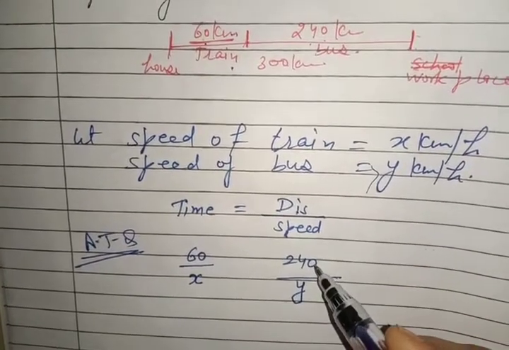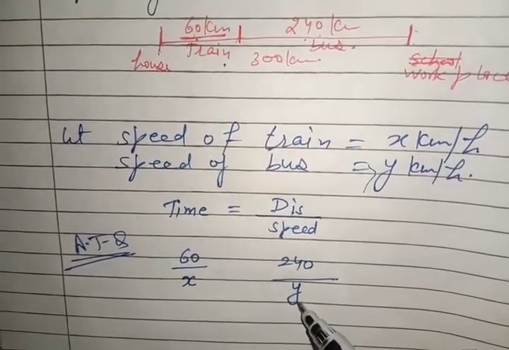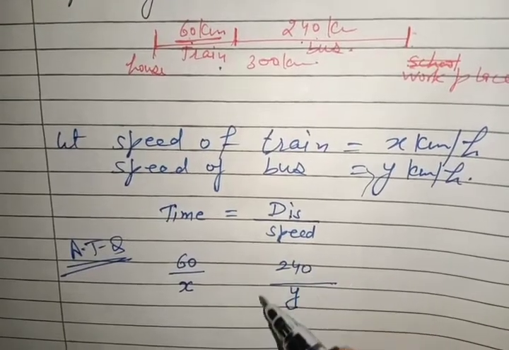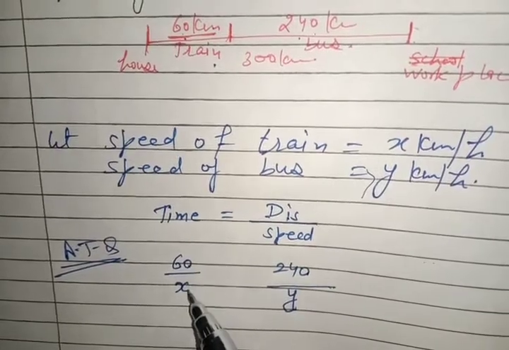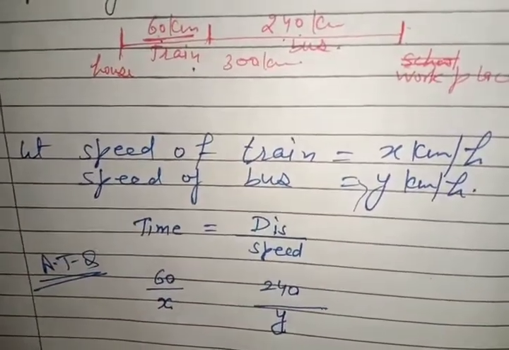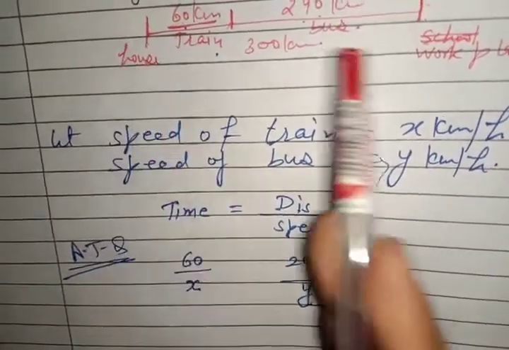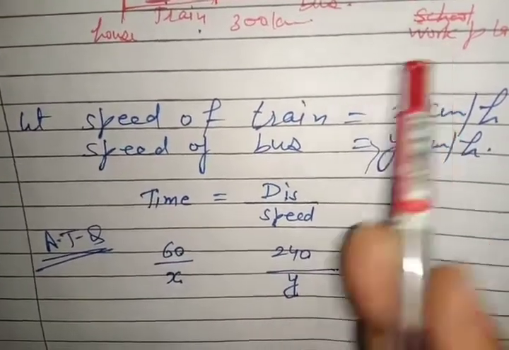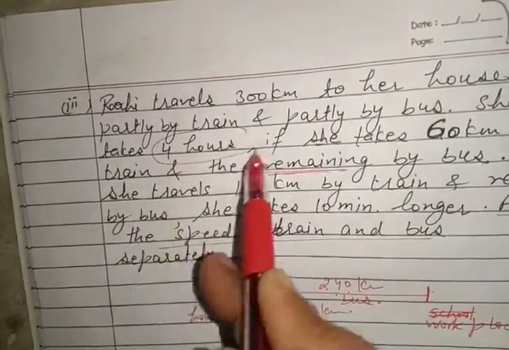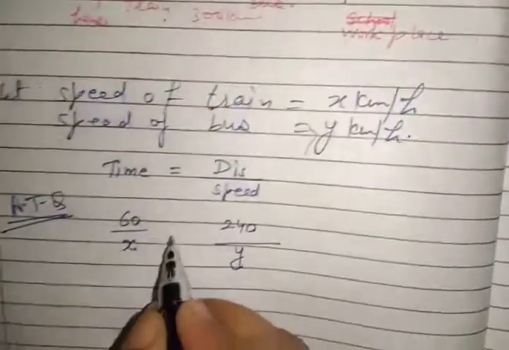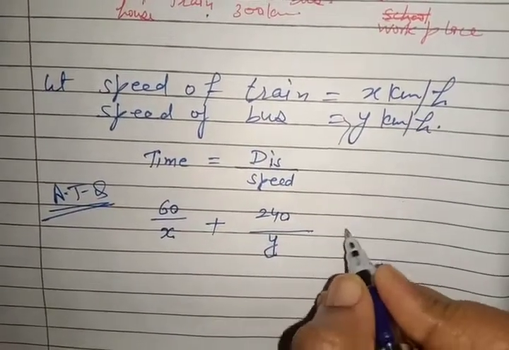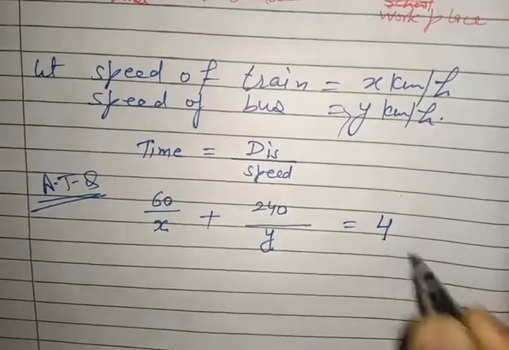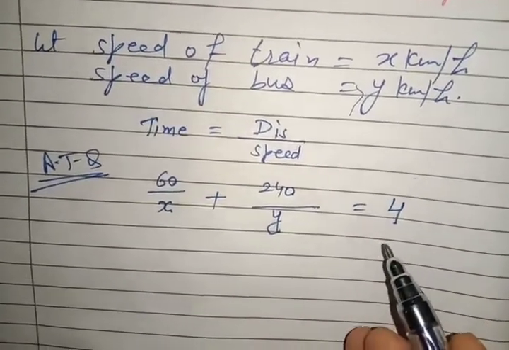Distance covered by bus is 240 and speed is y kilometer per hour. So the time taken by bus is 240 by y. Time taken by train is 60 by x. And together, the total time from house to workplace, she takes total time as what? Total time as 4 hours. So with the help of train and bus, she reached her place in 4 hours. So this is the first equation.